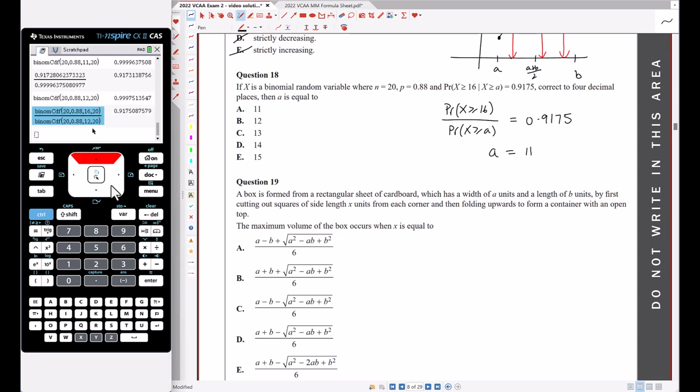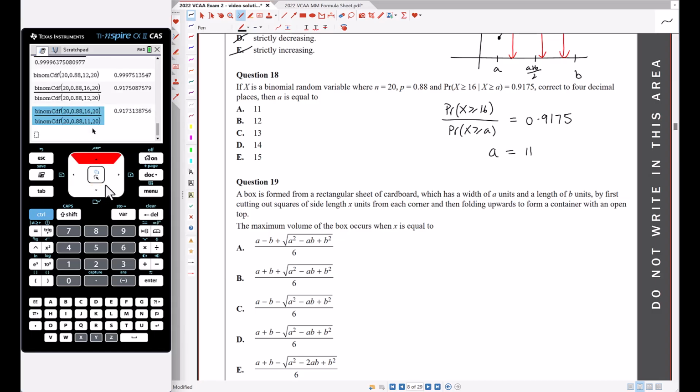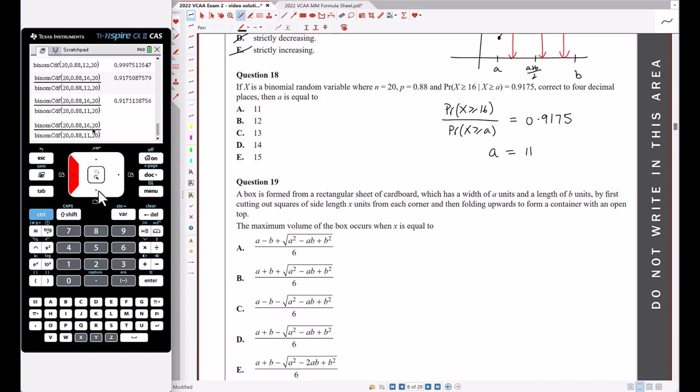You could literally just work your way through: make this value 11, which gives you that, then change it so that this value is 12, which gives you what you want. You can see if this value is 13, it's too much. So 12 is definitely the answer here.